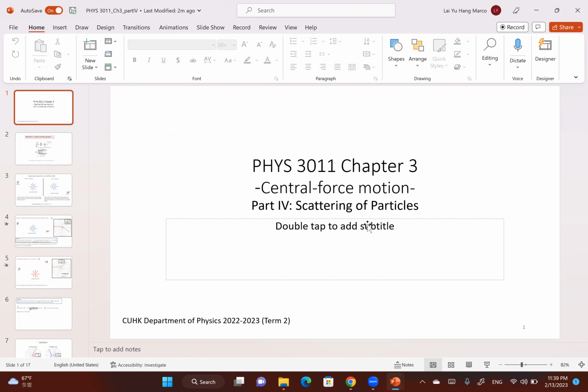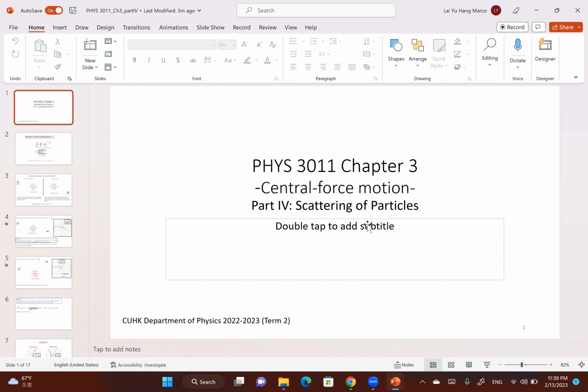One note here is that if you look at your textbook, the topic of scattering of particles is not in the chapter of central force motion. It's in another chapter. But essentially, the physics that we are going to talk about is very closely related to the central force motion.